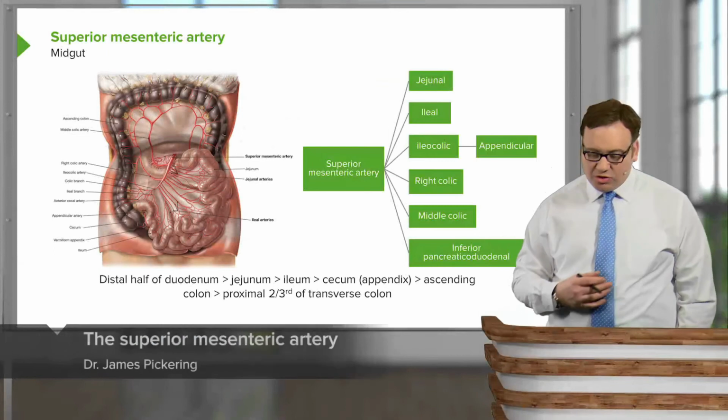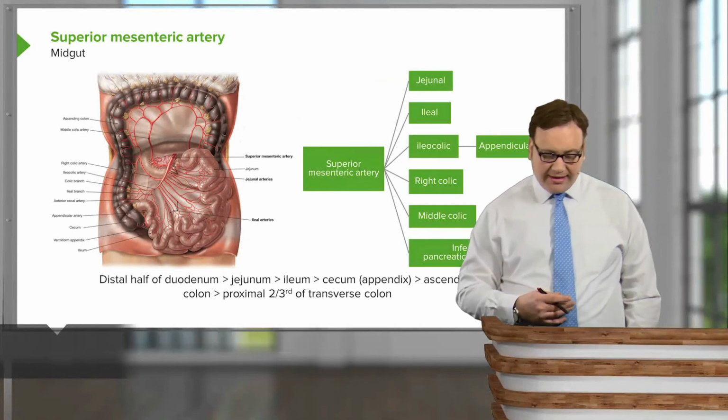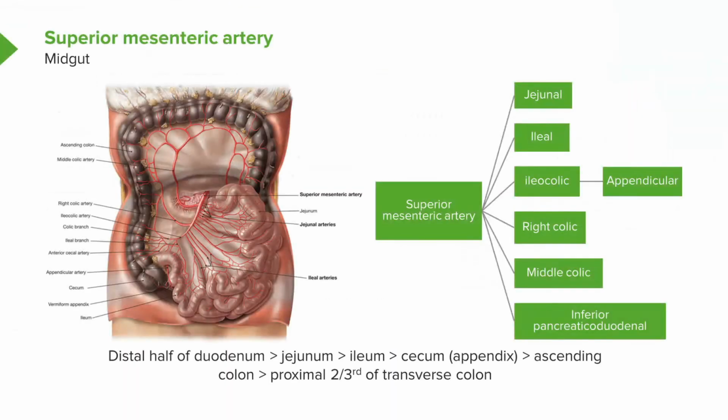Now let's move on to the superior mesenteric artery. The superior mesenteric artery supplying the midgut. The midgut going from the distal half of the duodenum, so all structures distal to the major duodenal papilla, and it includes the jejunum, the ileum, the cecum, the appendix, ascending colon, and the proximal 2/3 of the transverse colon.